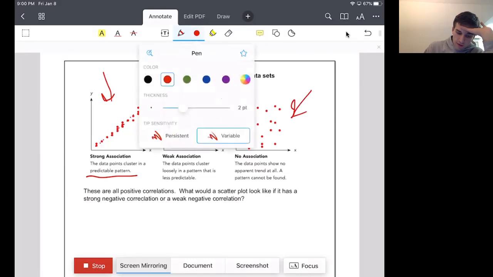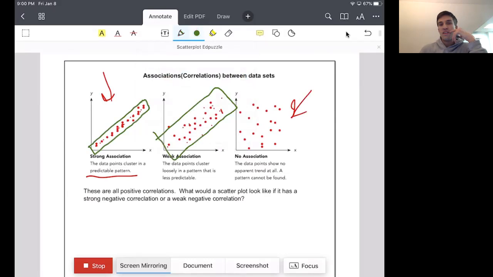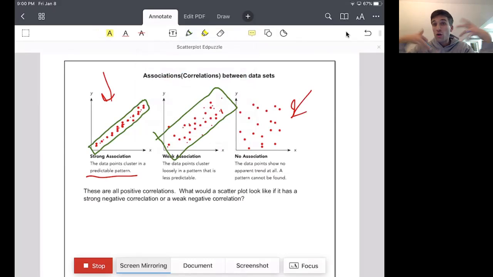So a good way to figure it out is if you draw a rectangle around your points, if you can draw a pretty skinny rectangle, then it's a pretty strong association. If your rectangle is big and fat, then it's a weak association. Okay, there is a metric to use. It's called R² values, but we are not really going to get into that in this class.